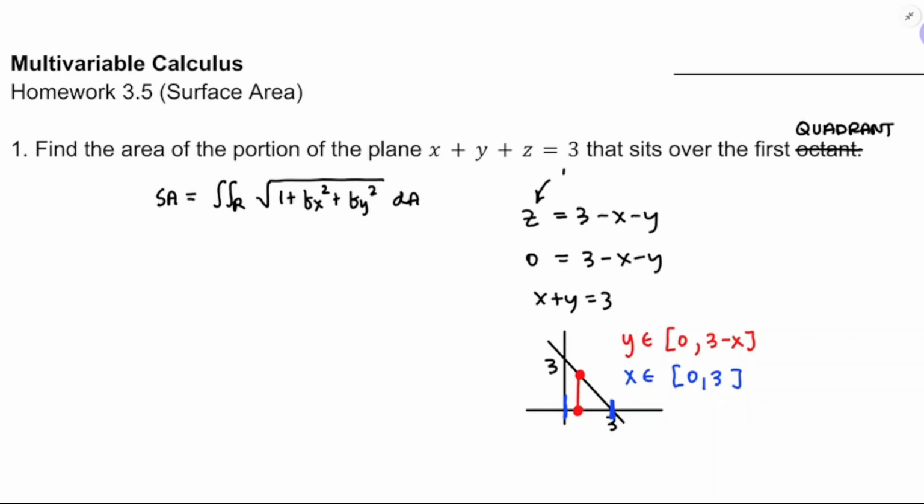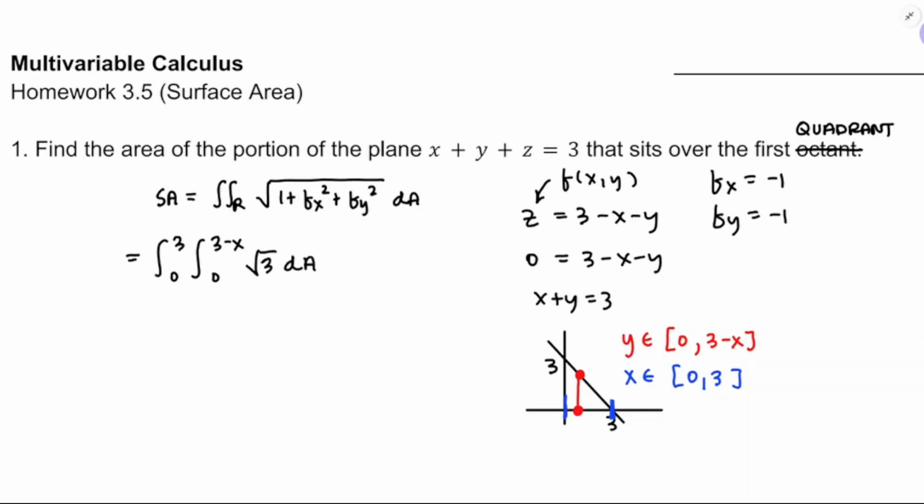That's like f of x and y. So fx is going to be -1, and fy is also going to equal -1. So my double integral is going to be pretty easy to compute. Integral from 0 to 3, integral from 0 to 3 minus x of the square root of 1 plus 1 plus 1, which is the square root of 3, dA.